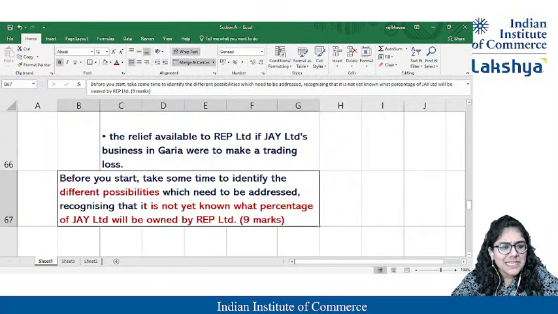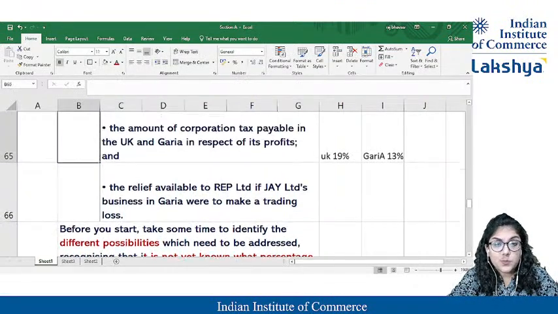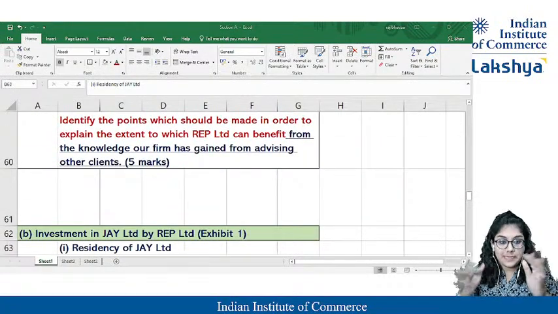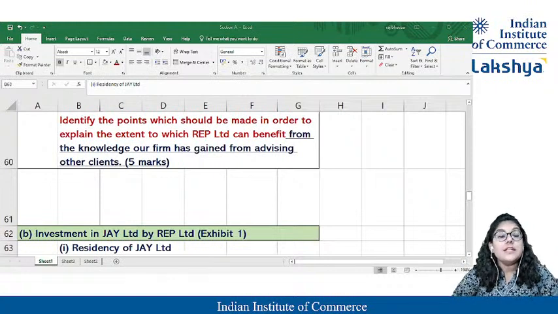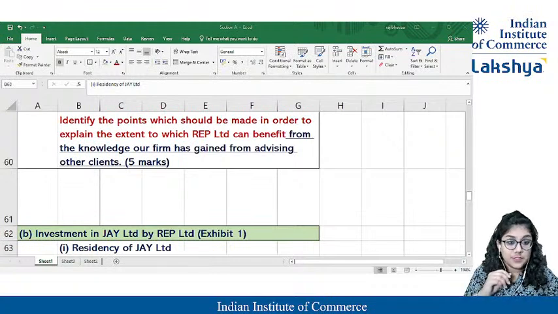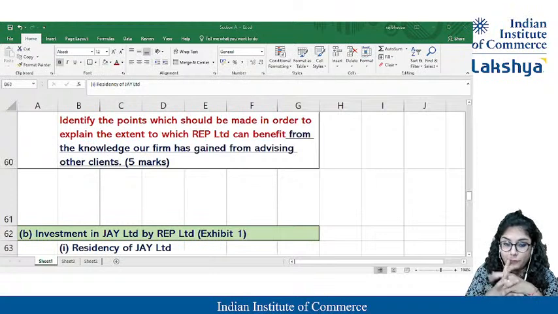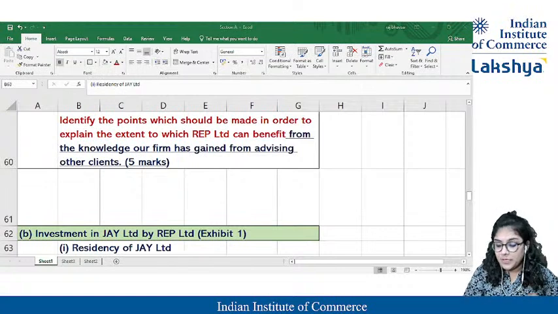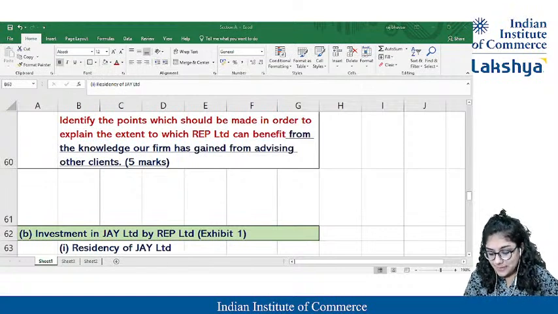It is not yet known what percentage of Jai Limited will be owned by ADP Limited. That means they don't even know whether it is 20% or 30%. So students, what was 20 and 30? You remember, right? Initially, in Jai Limited, my REP wanted to have 30%, because of which a consortium would have been formed. But now they don't want 30%. It's just 20. So maybe there is no consortium. Then it is total control of the company. So let's start assuming and writing the answers accordingly.